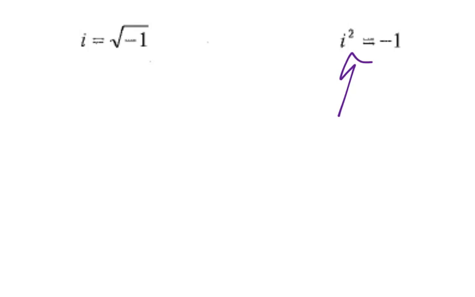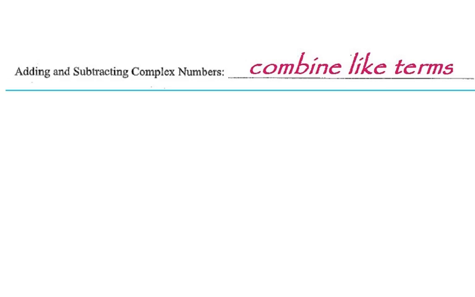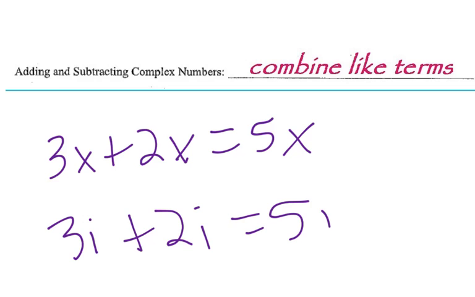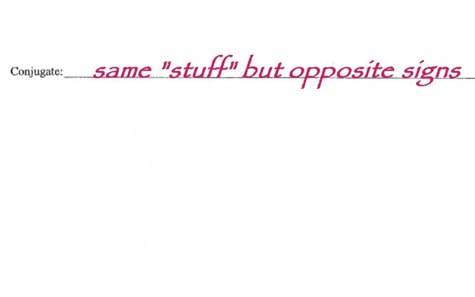So basically, anytime you see i squared in an equation, you could replace that with a negative 1. When you're adding and subtracting complex numbers, you simply combine like terms. It's nothing new. Just like 3x plus 2x is equal to 5x, 3i plus 2i would be equal to 5i. Okay? Anything with an i is like terms and gets combined.